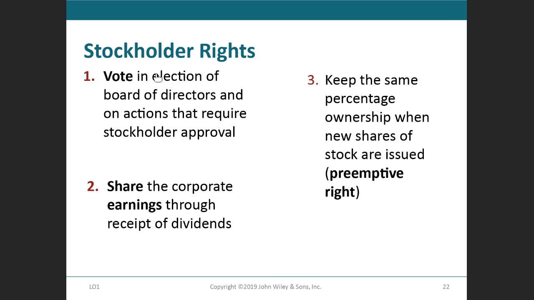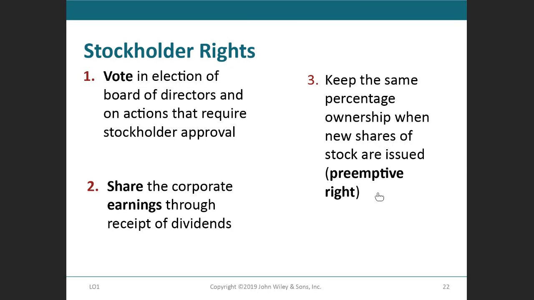I mentioned to you that stockholders have the right to vote, right? So each stock has a vote in the election of the board of directors. They also have the right to share in the earnings through dividends. So if the shareholders own the company and dividends are distributed, then every shareholder has the right to the dividend, right?